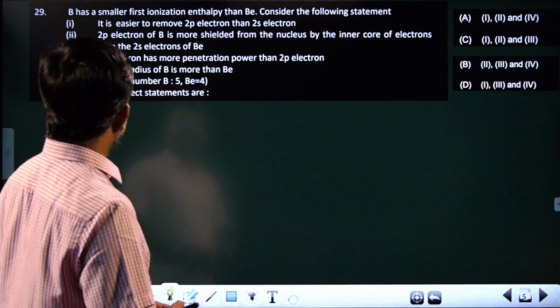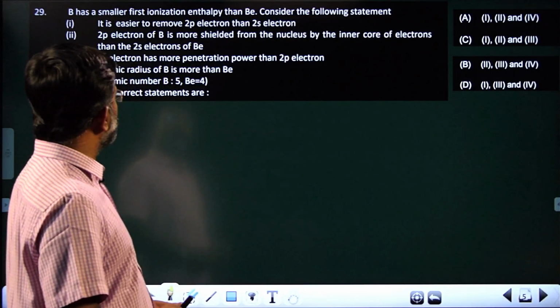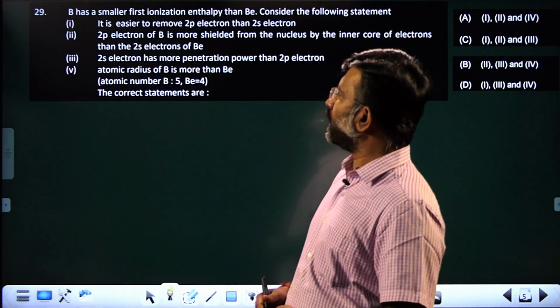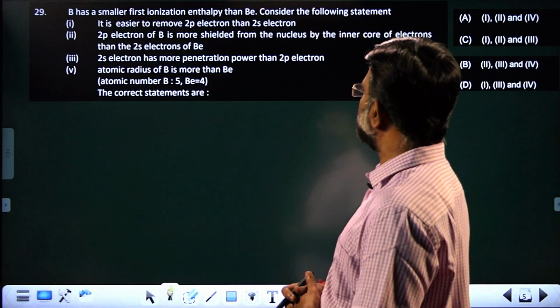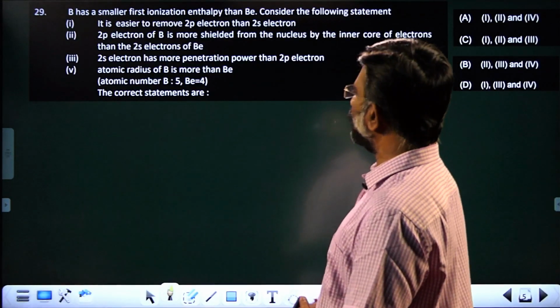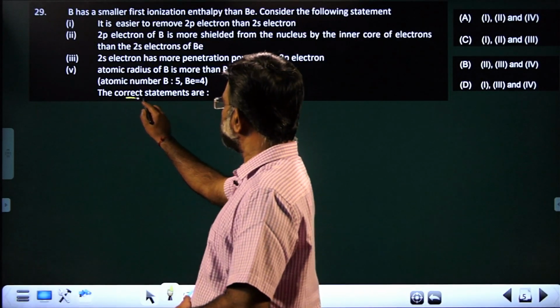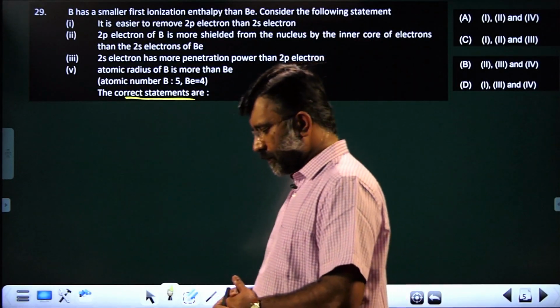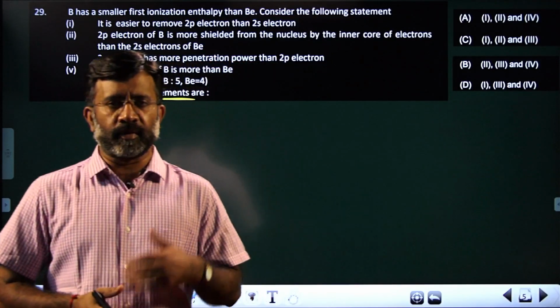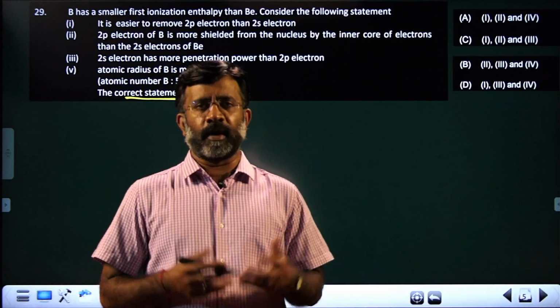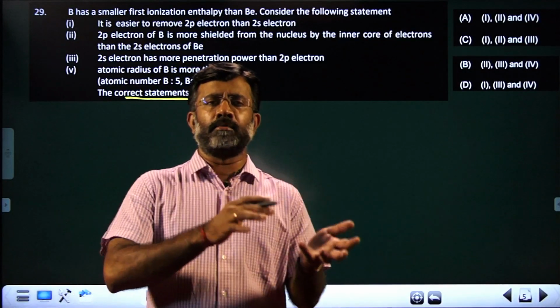Next one. Boron has a smaller first ionization enthalpy than beryllium. All of us know boron has a smaller first ionization enthalpy than beryllium. Consider the following statements and give the correct statement. We know there is an abnormality between boron and beryllium. There is also an abnormality between nitrogen and oxygen. What is the correct reason for the boron-beryllium abnormality?